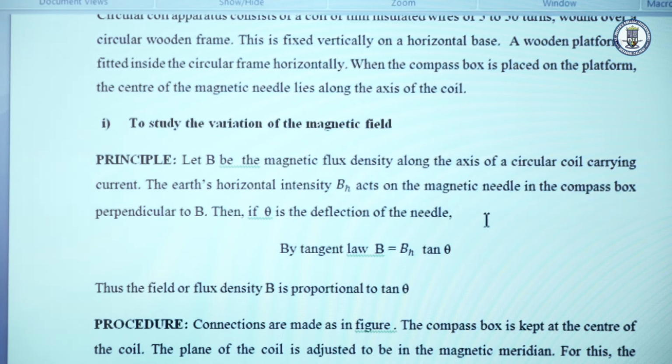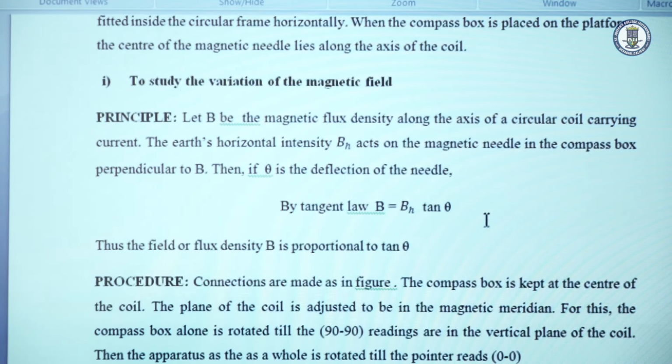Now a current I is passed through the circular coil, which is kept initially in the north-south direction. So a magnetic field B is produced, and that magnetic field is perpendicular to the plane of the coil, that means it is in the east-west direction. So these two fields, B and BH, are acting mutually perpendicular, so we can apply the tangent law: B is equal to BH tan theta.